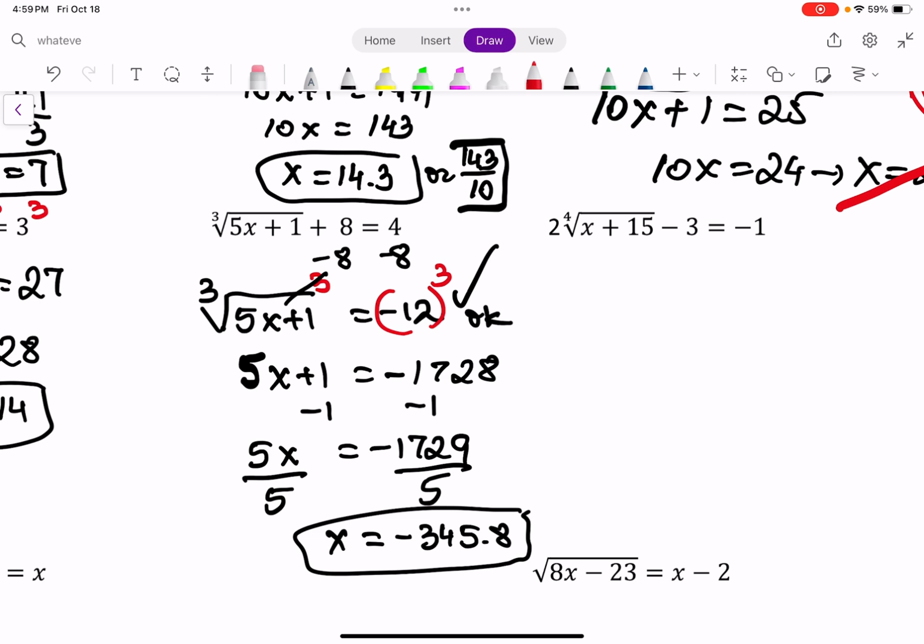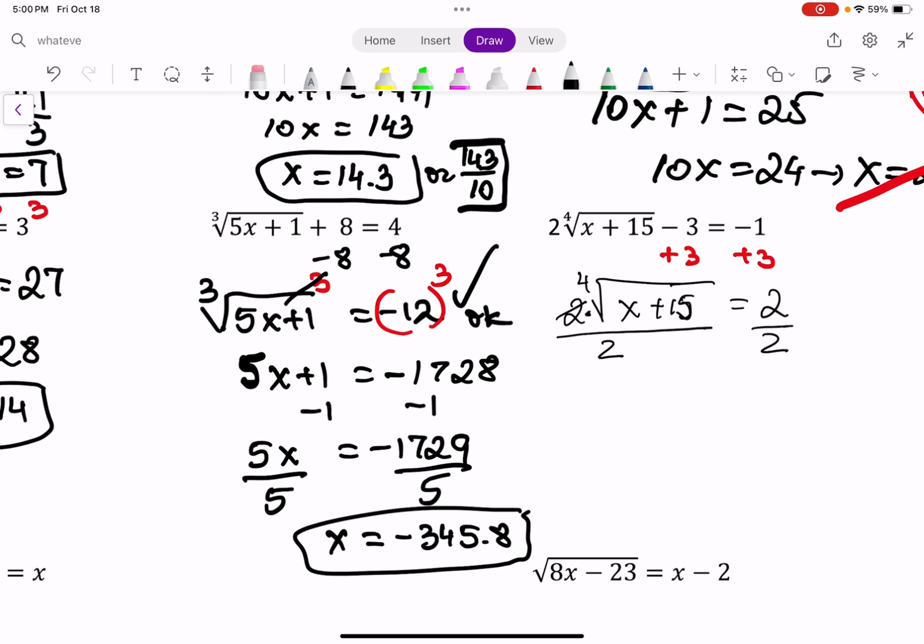So when I add 3, first of all, to both sides of the equal sign, I'm going to get that 2 times the fourth root of x plus 15 equals a positive 2, which is totally fine, okay? Moreover, this 2 is on the outside multiplied to my radical, so I'm going to divide both sides by 2, and I'm going to end up with the fourth root of x plus 15 equaling 1, which is totally fine because it's a positive number. All right, and now to get rid of a fourth root, we're raising both sides to the fourth power.